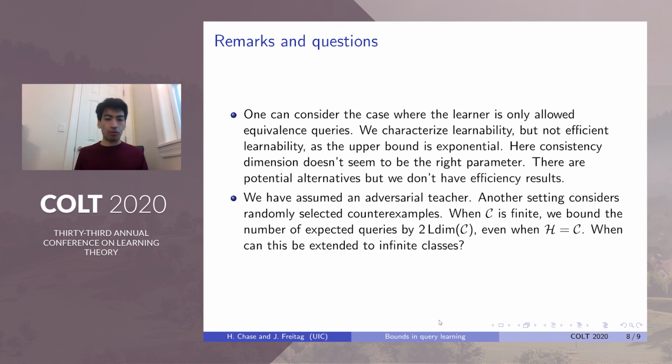A couple of remarks about other problems in this area. I've talked about learning with both equivalence queries and membership queries. We can also look at what happens if we only have access to equivalence queries. We are able to give a characterization of learnability, but not efficient learnability, as the upper bound that we get is exponential. In this case, consistency dimension doesn't seem to be the right parameter. There are potential alternatives, namely the strong consistency dimension, but we don't have efficiency results.